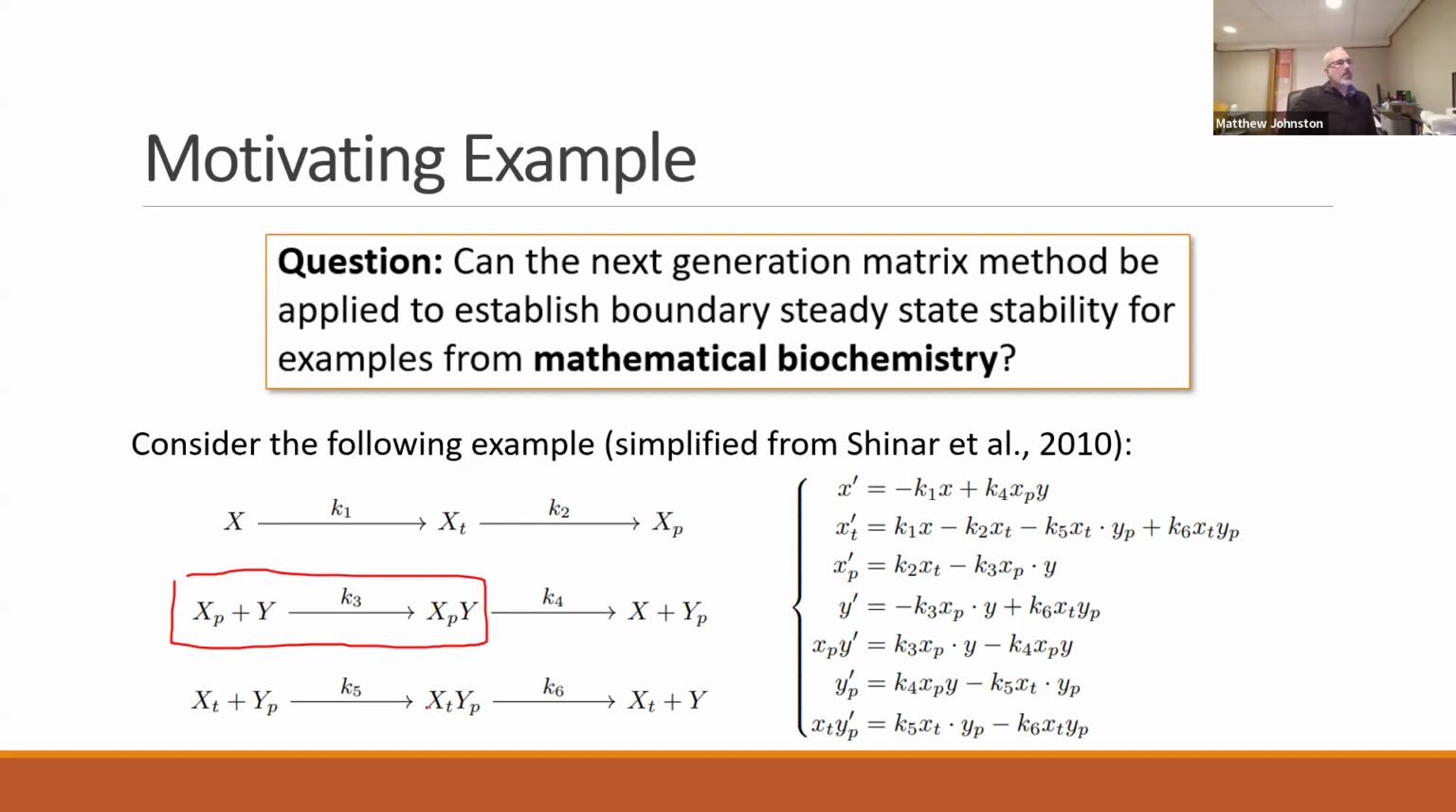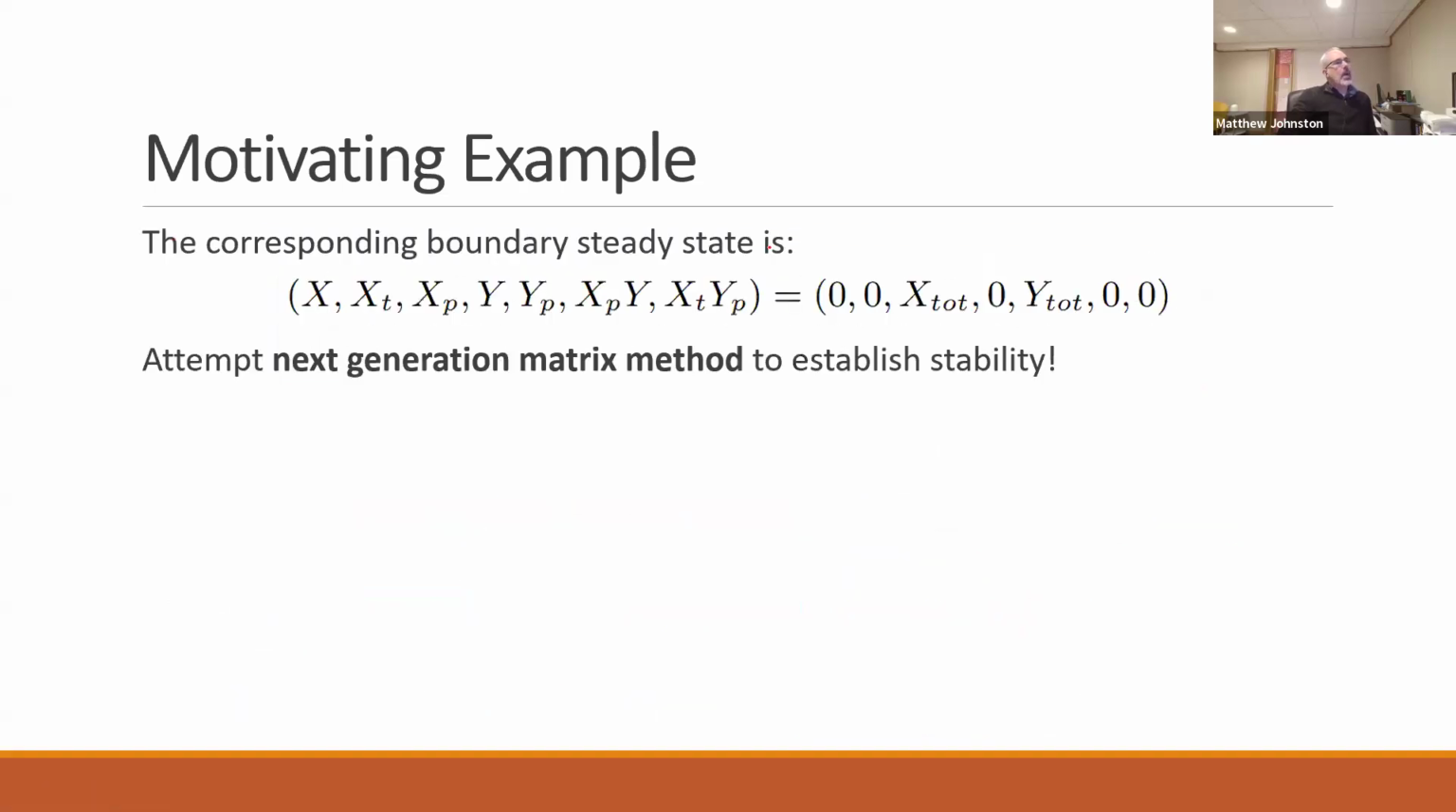At any rate, you get this set of differential equations. Let's look at the boundary and see if the next generation matrix method can help us here. So the corresponding boundary state, you can just compute this. I do have 2 conservation laws, one in X and one in Y. The other stuff I have here is these 0 states. These 0 states correspond to our infectious stuff. They're the stuff we'd want in the epidemiological model. We'd want them to go to 0. These are the infectious states.